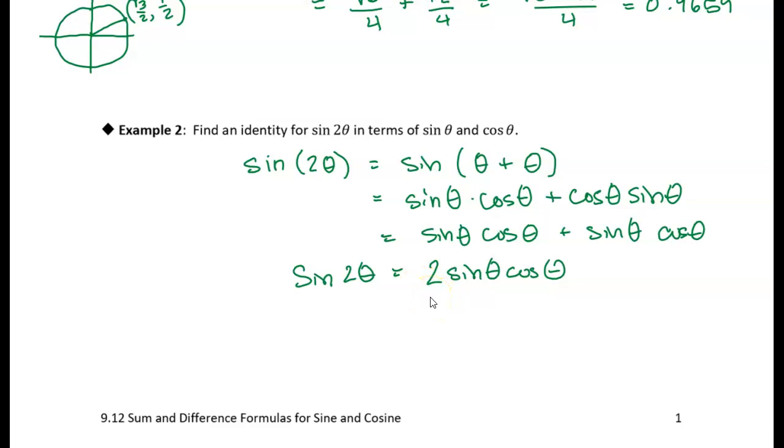Now, during the non-pandemic school year, you would not be expected to memorize these sum and difference formulas, but you would be expected to know the double angle formulas. So that's why I always like to show this, because then if you forget the double angle formula, if you've got access to the sum and difference formulas, you can easily get the double angle identities.